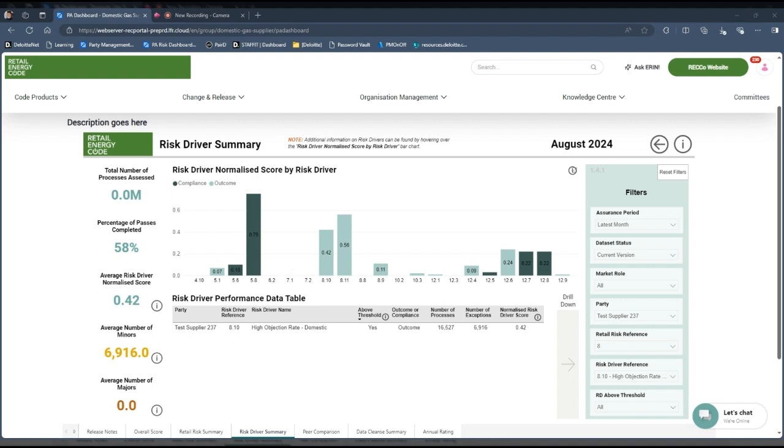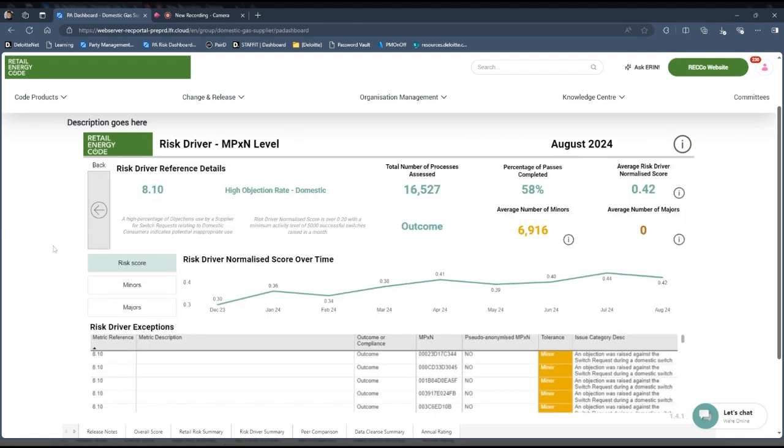Similarly, I would also look at the exception level breakdown. These are the specific instances which have caused this above threshold for this particular risk driver. To do this, I would select this row in the table and select drill down. And that then takes me to the risk driver MPXN level tab. This tab is pre-filtered and displays all the MPXNs that were identified as exceptions in this risk driver.